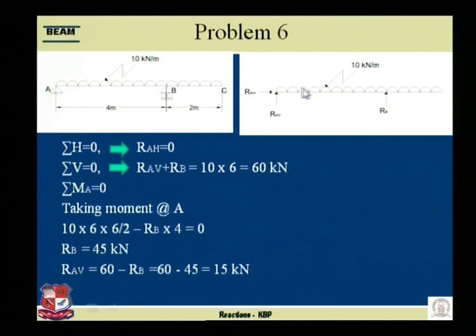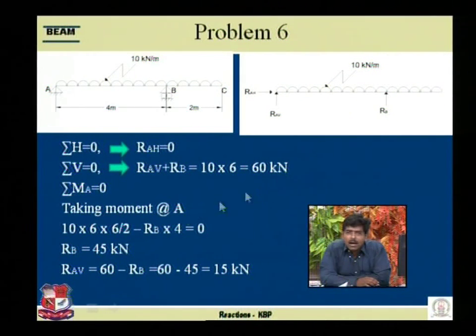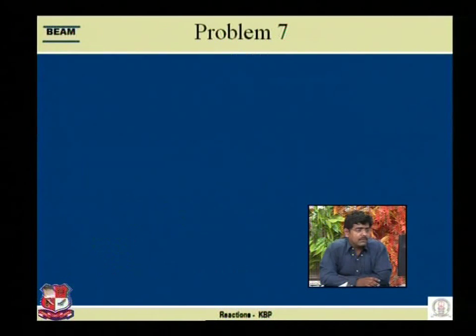But this 10 into 6 total load, see over here, 10 into 6 into 6 by 2, because the whole load acts at the CG, center of gravity of the beam, 6 by 2, minus this RB. Why minus? Because this RB creates the anticlockwise moment. RB into 4 is equal to 0. So by solving this equation, we found out RB is equal to 45 kilonewton, and by replacing this value in the previous equation, we can easily find out RA as 60 minus 45, that is 15 kilonewton. So now we are able to find these reactions with the help of equilibrium conditions, as these are statically determinate beams. Let us go to the next problem, number 7.